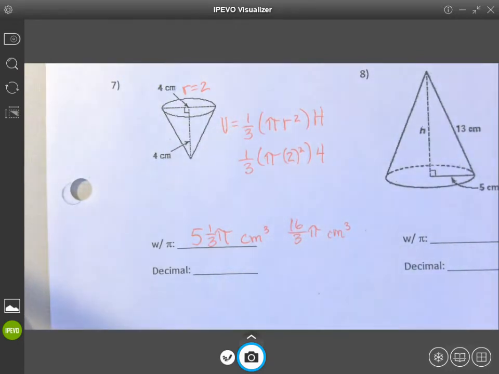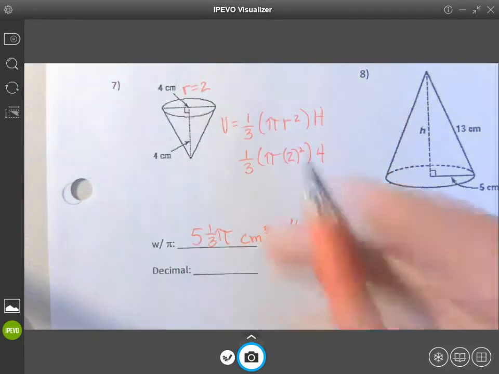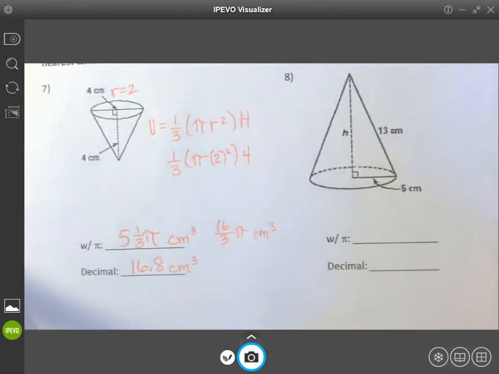All right, what's the decimal, guys? Take your answer times pi. I agree. 16.8 centimeters cubed. Okay, now look at the next one.